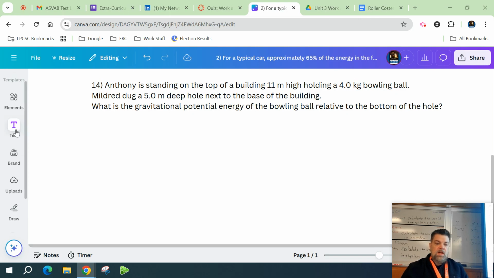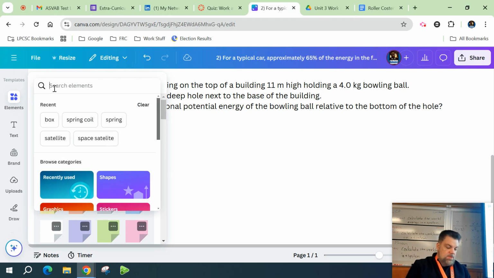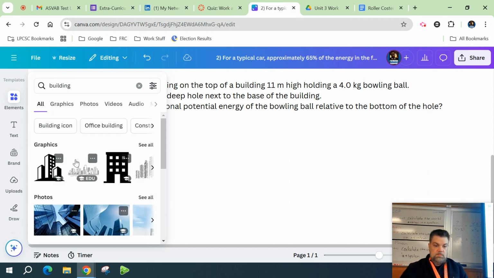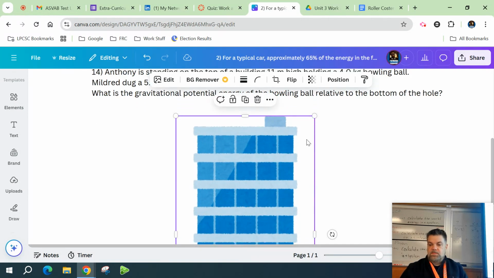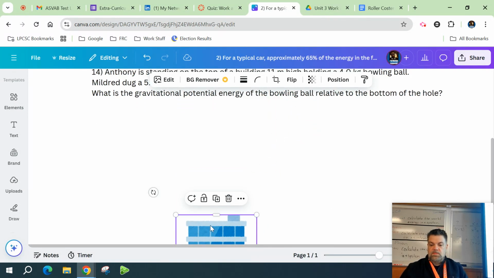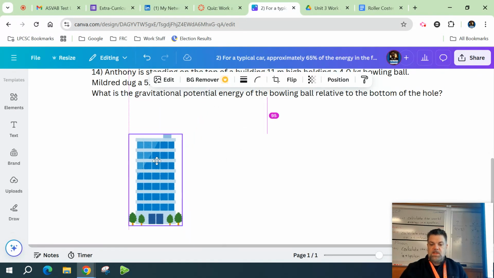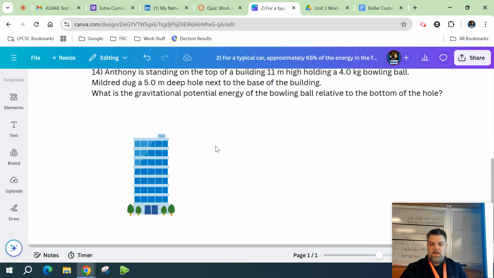Okay, so it's first thing in the morning. I really tripped up my words, but let's do a building. Oh, this is perfect. Here we go. I like that one. I used to draw all these things. Actually, that is probably way higher than 11 meters, but that's okay.